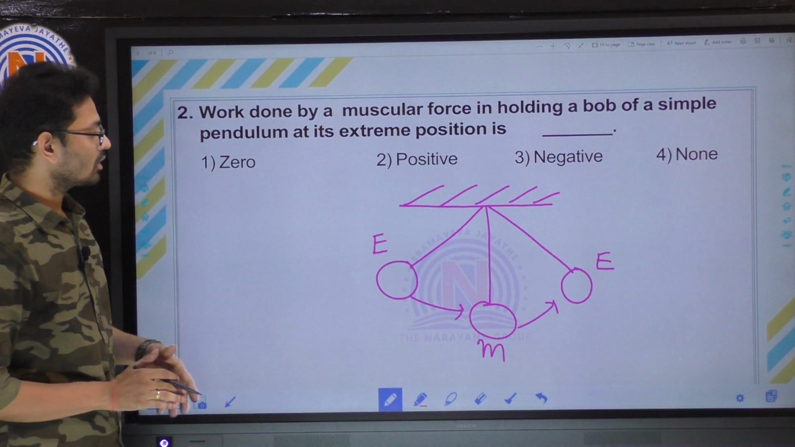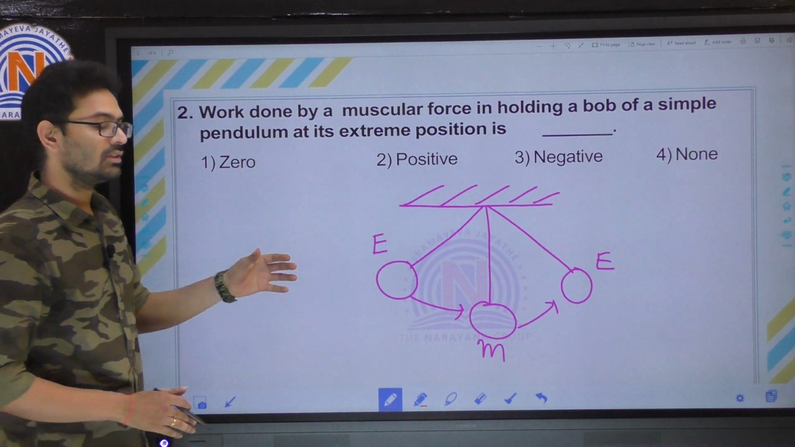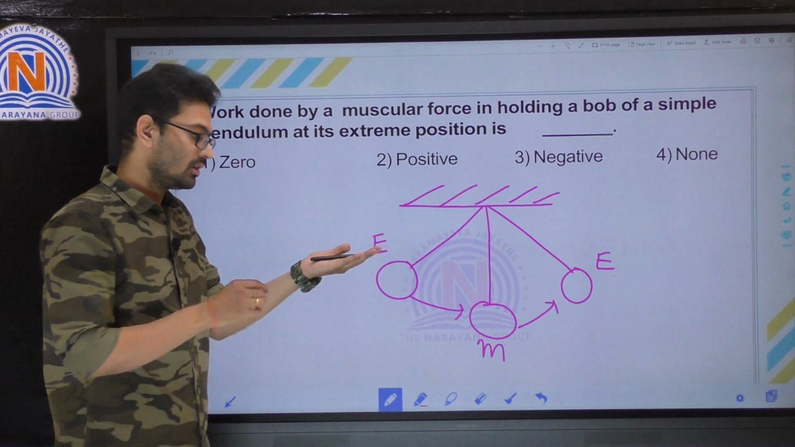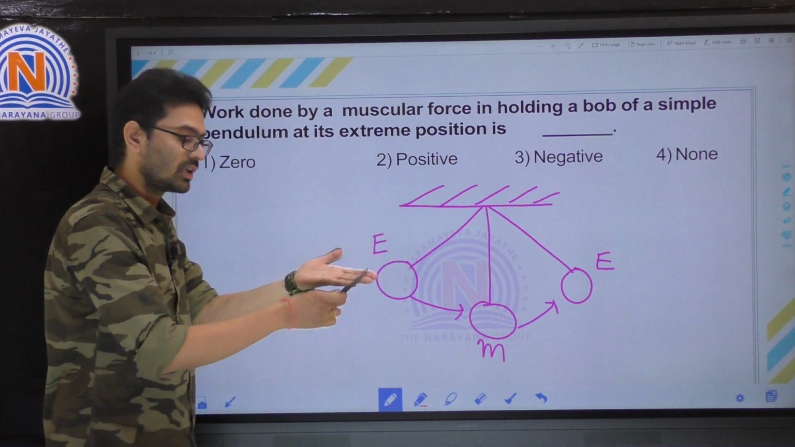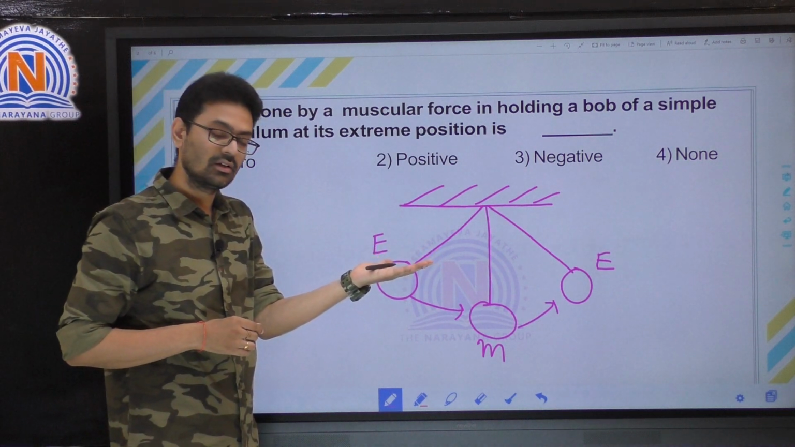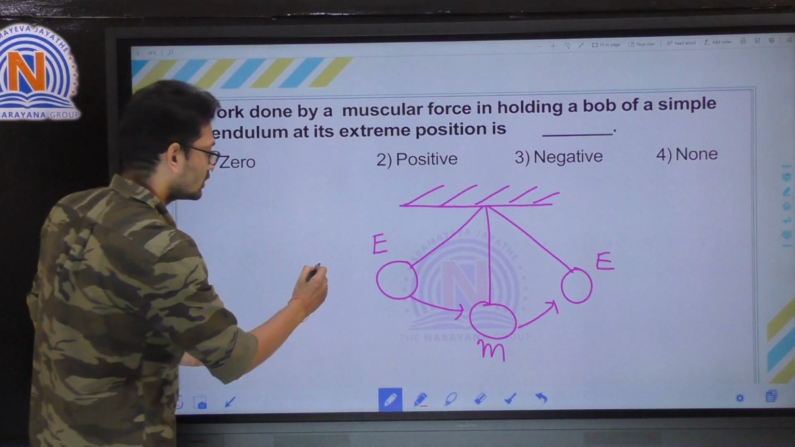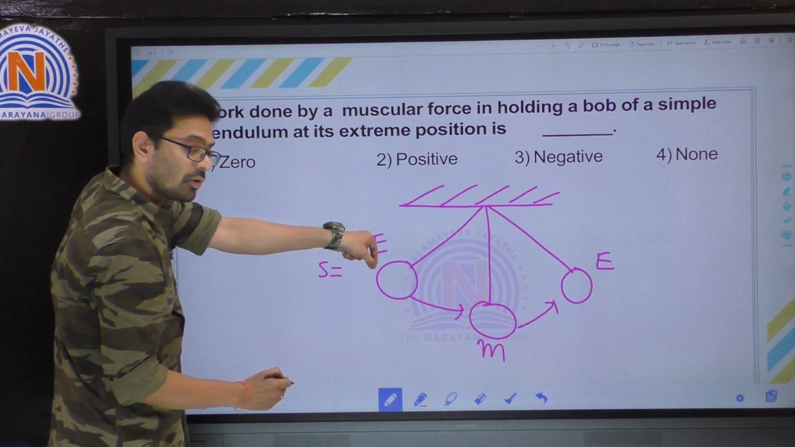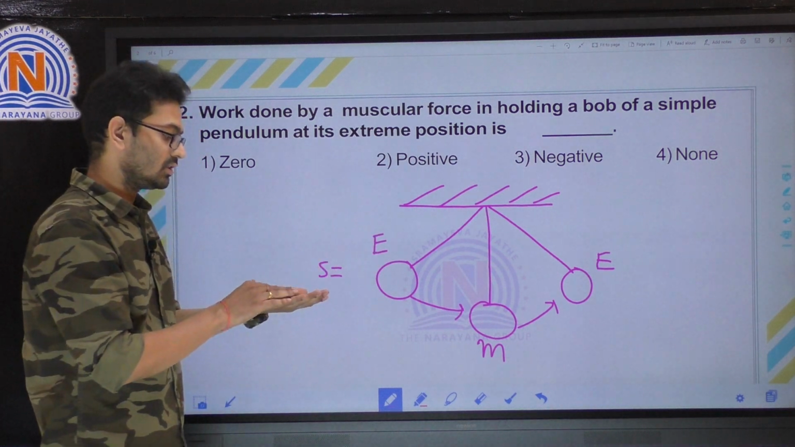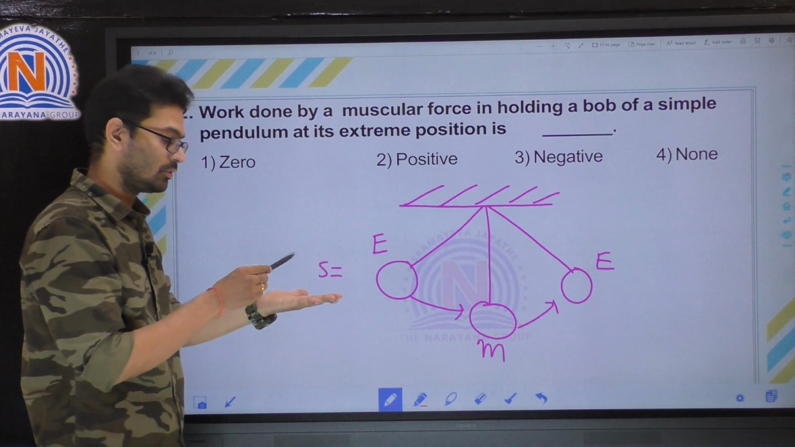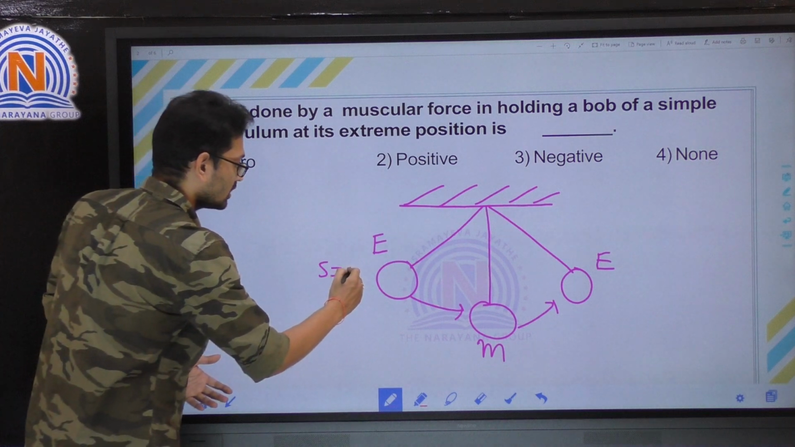Now here you have pulled it to an extreme position. Imagine you are holding a ball in your hand. If you leave it, it goes into motion and falls down. But if it is in your hand, it has no displacement. Like a freely falling body, when it is not released and is in your hands, it has no displacement. So your displacement is 0.